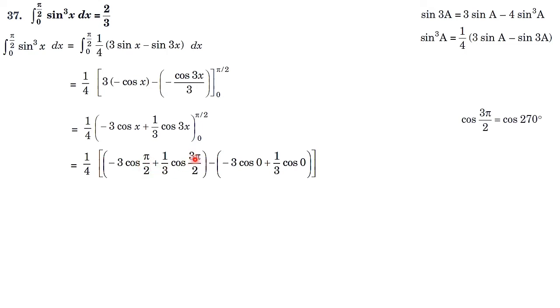Now cos 3 pi by 2 value we need to calculate. Cos 3 pi by 2 is cos 270. That means 3 into 180 divided by 2. When you calculate, you will get 270. Cos 270 we can write as cos(180 plus 90).